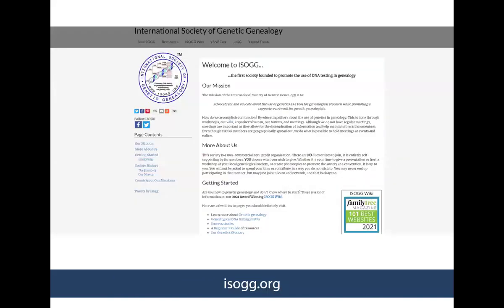As I mentioned before, there was the International Society of Genetic Genealogy, which had that great wiki chart. They are very much, as they noted themselves, the first society founded to promote the use of DNA testing in genealogy. So they are looking at different things related to ethics and how to update their genetics glossary and different things that you can help understand about genetic genealogy. So it's definitely a really wonderful resource, and I really recommend using the wiki to keep up to date with what's going on in genetic genealogy.